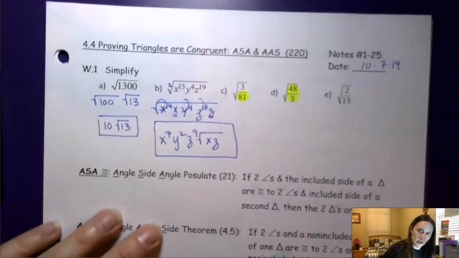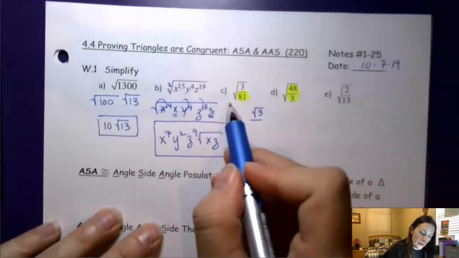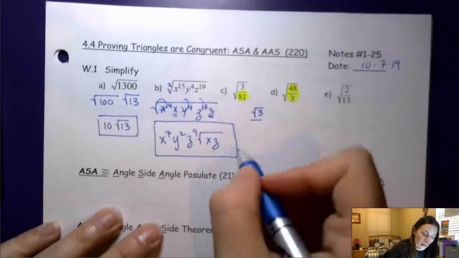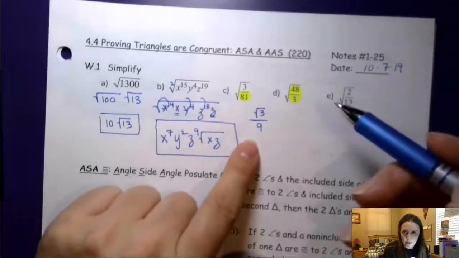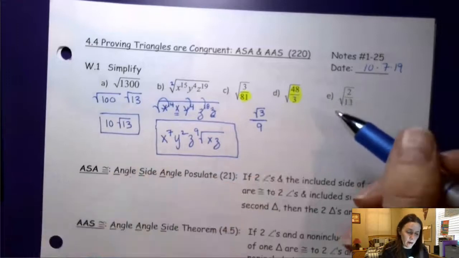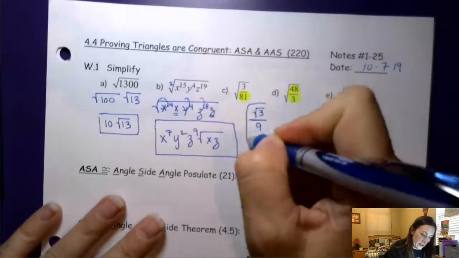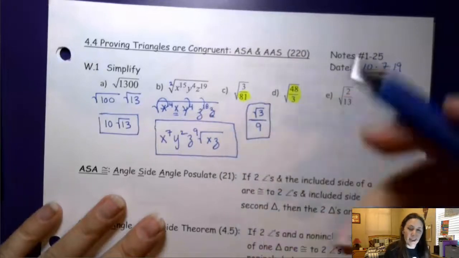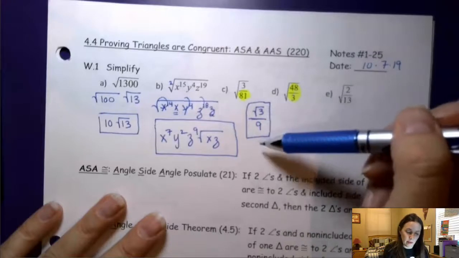So here, I'm going to take square root of 3 over the square root of 81. The square root of 81 is 9, so the 9 comes out of the radical. You don't take a square root again, even though it is a perfect square, because it's not in the radical. So our answer is root 3 over 9. And sometimes we want to reduce still. You can't because one's under a radical and one's not.